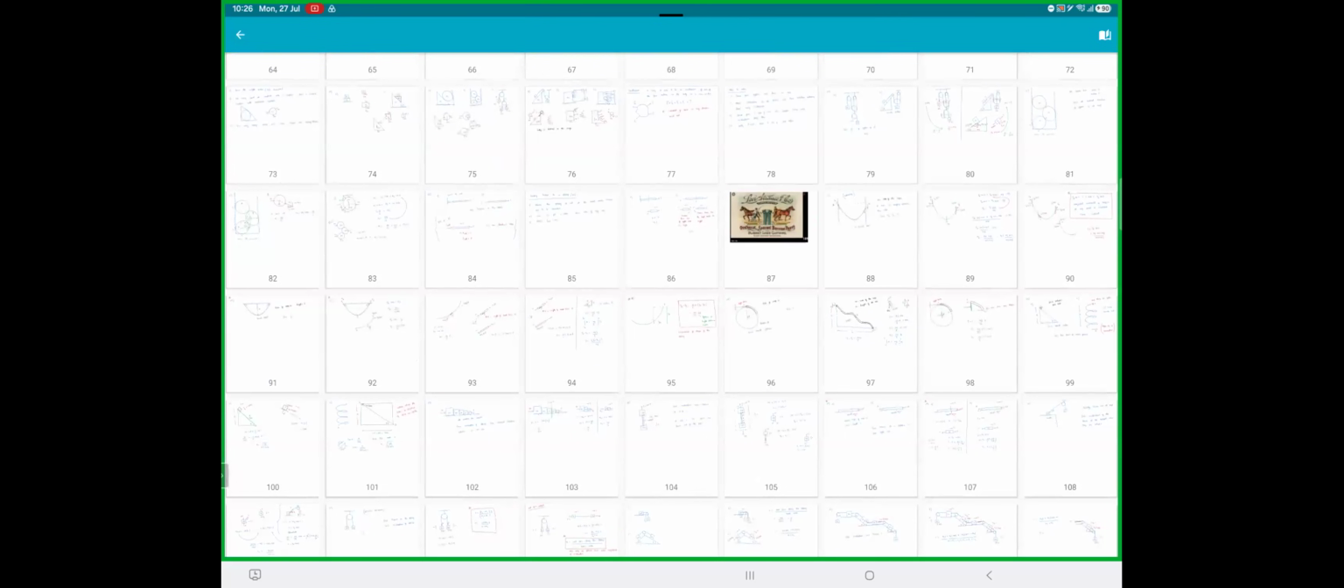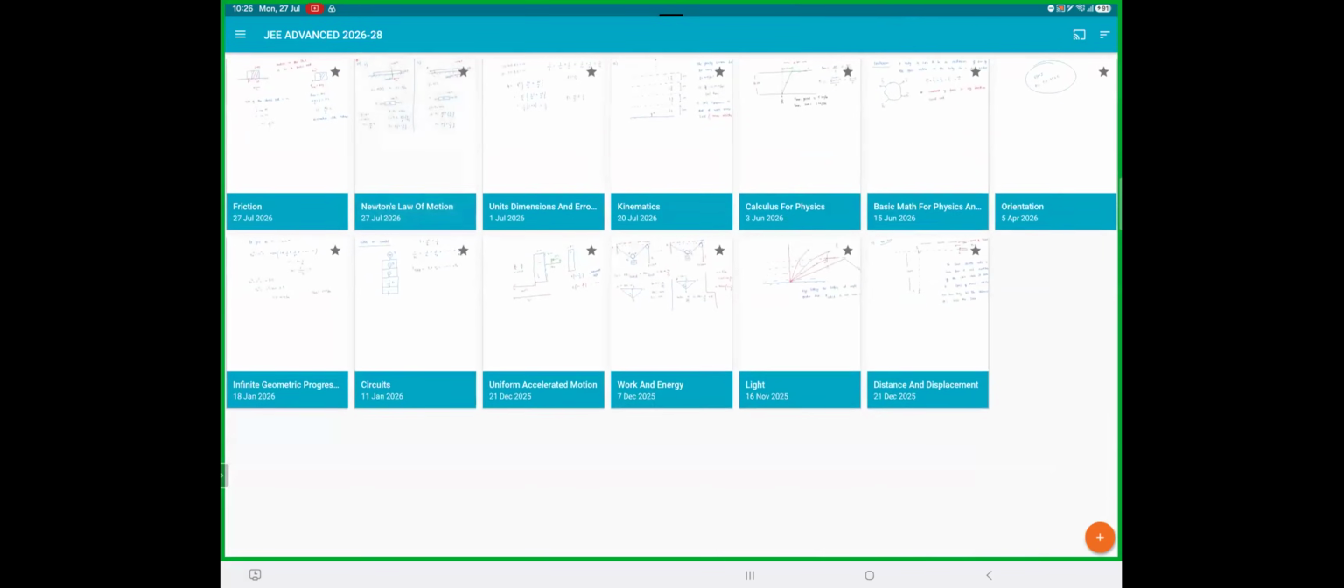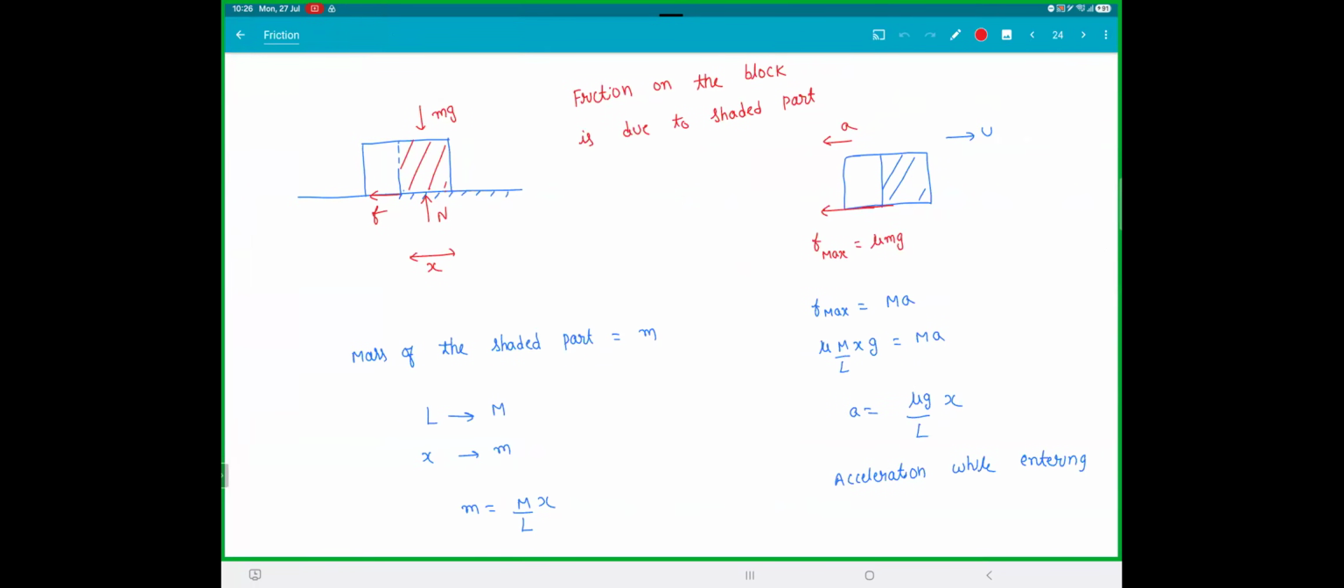Finding tensions, this question, if you remember. We took the front part, then we said its mass is small m, then we got mL by x, and we did something similar. This is what I keep telling: you will use different parts of different chapters. But everything's clear so far.